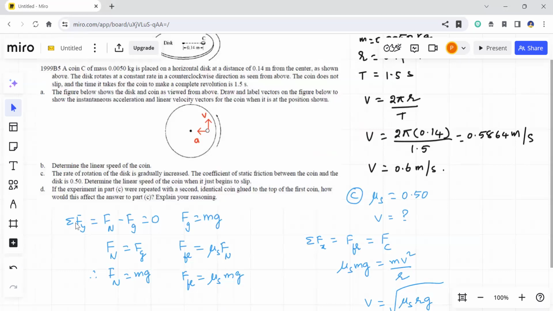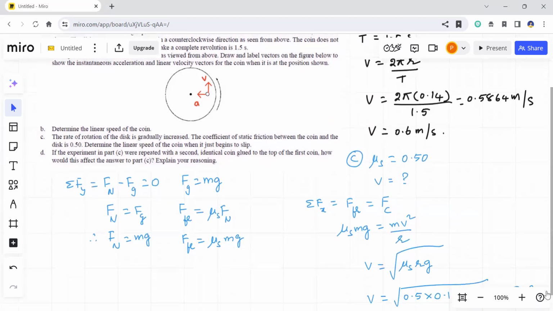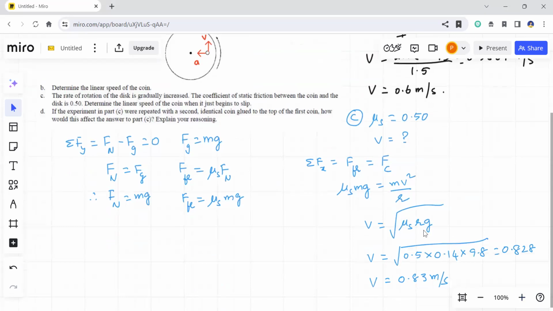Sigma F is equal to Fn minus Fg, which is equal to 0. Therefore, Fn is equal to Fg. We know Fg is equal to mg, therefore Fn is equal to mg. We know F friction is equal to mu s Fn. Substituting Fn is equal to mg, we get F friction is equal to mu s mg. Therefore, mu s mg is equal to mv squared over r. So v is equal to the square root of mu s r g. Plug in the values, and you will get v as 0.83 meters per second.